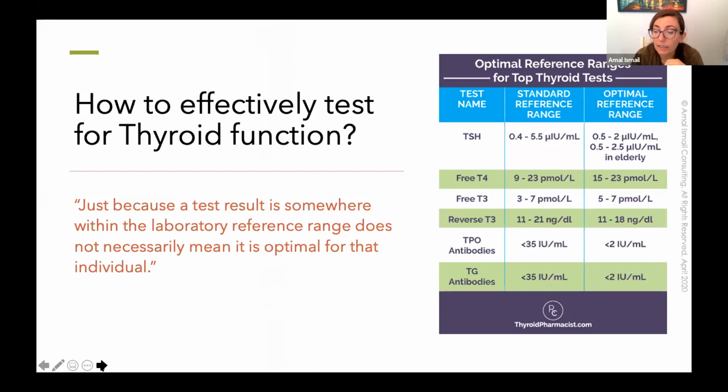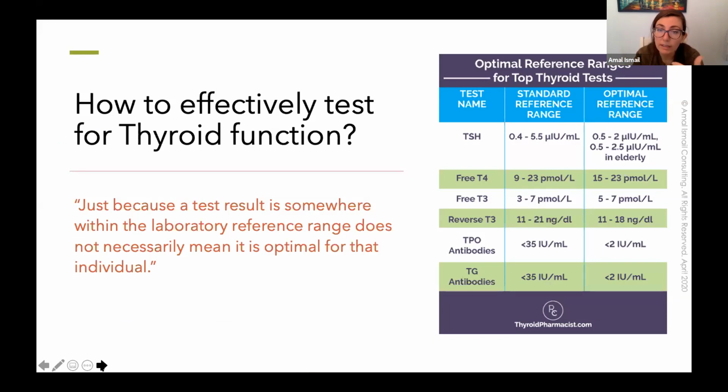How about testing the thyroid? So really the big elephant in the room here is: is TSH enough? A lot of times I see that patients are only being tested for TSH, or only TSH and T4. The problem with only testing TSH is, one, TSH is released by the pituitary and not the thyroid. And it doesn't reflect the conversion story between T4 to T3.